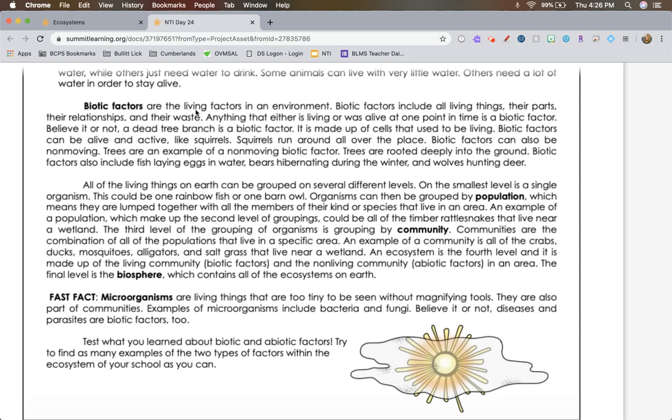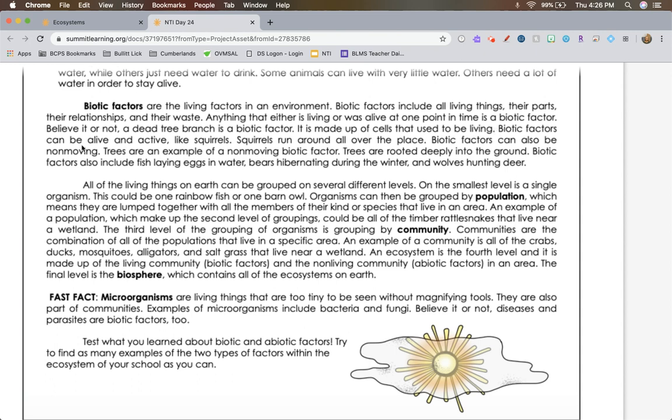Biotic factors are the living factors in an environment. Biotic factors include all living things, their parts, their relationships, and their waste. Anything that either is living or was alive at one point in time is a biotic factor. Believe it or not, a dead tree branch is a biotic factor. It is made up of cells that used to be living.